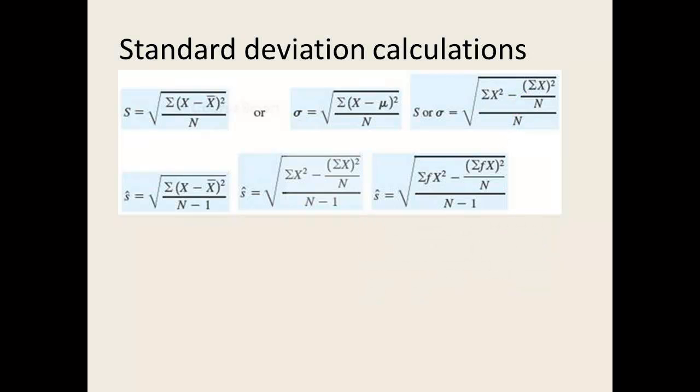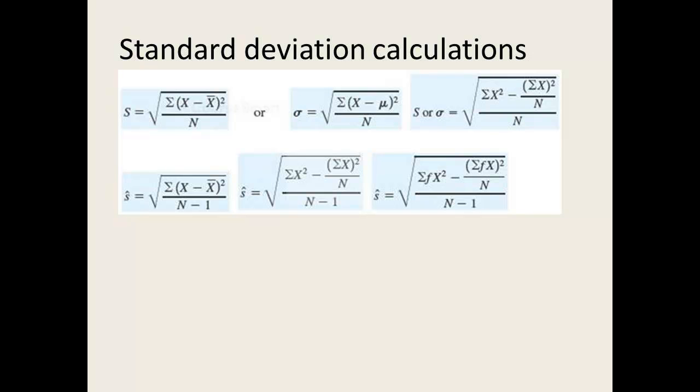Then, in the bottom set of equations, we have S hat. And S hat, remember, is the predicted population standard deviation. This is when you have a representative sample and you would like to use the standard deviation that you've calculated from that to predict the standard deviation of a population. In these cases, you do not know what the population standard deviation is. It's used for inference tests.